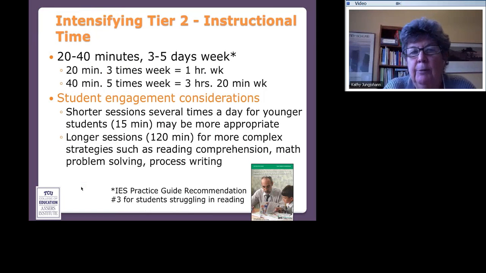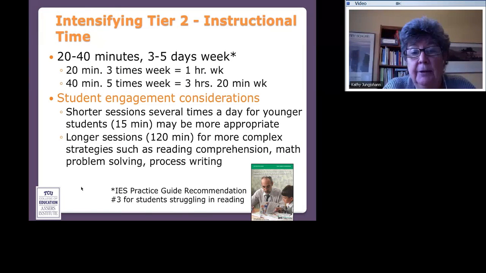And if you think about that range, 20 minutes a day for 3 times a week is 1 hour of instruction versus 40 minutes 5 times a week, which is 3 hours and 20 minutes of instruction. And that's a huge range of instructional time. So think in terms of intensifying instruction by intensifying the amount of time. Of course, there's a resource issue to consider, but this is one way to look at instructional intensity.